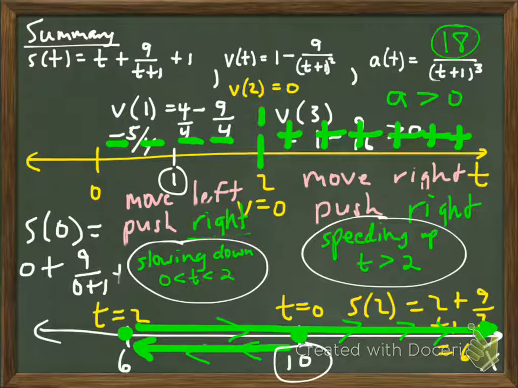But given, so just to summarize, the object starts at 10, moves to the left from t equals 0 to t equals 2, slowing down the whole way, gets over here to position 6 at time t equals 2, stops, turns around, starts going back to the right, and speeding up the whole way from t equals 2 to infinity, moving right and speeding up the whole way, and it just continues to move to the right.